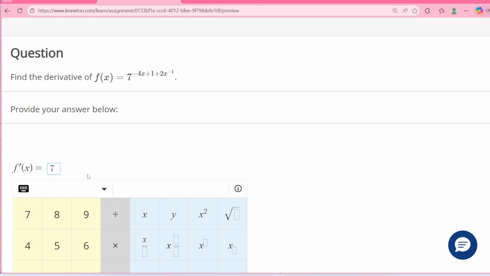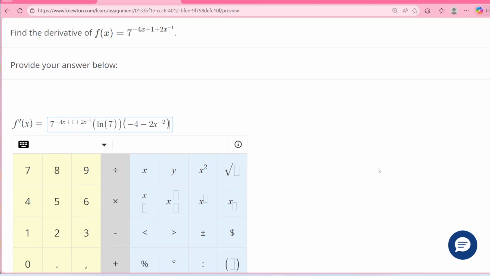So again, writing the original the way it was, 7 to the -4x plus 1 plus 2 times x to the -1, then times the natural log of 7, and then times the derivative of that power, which again was the quantity -4 minus 2x to the -2 power. All right, there's your derivative function.